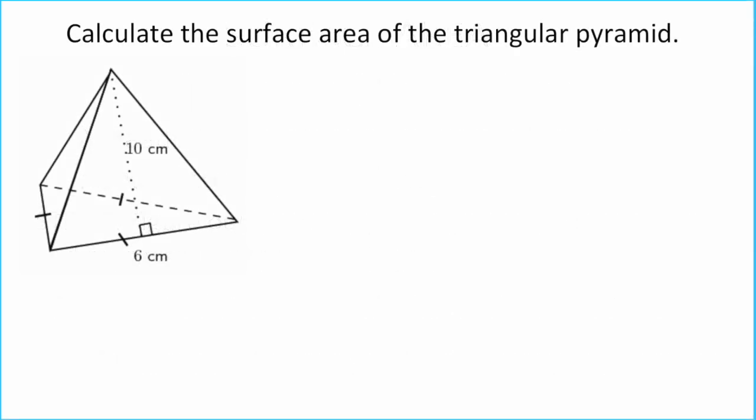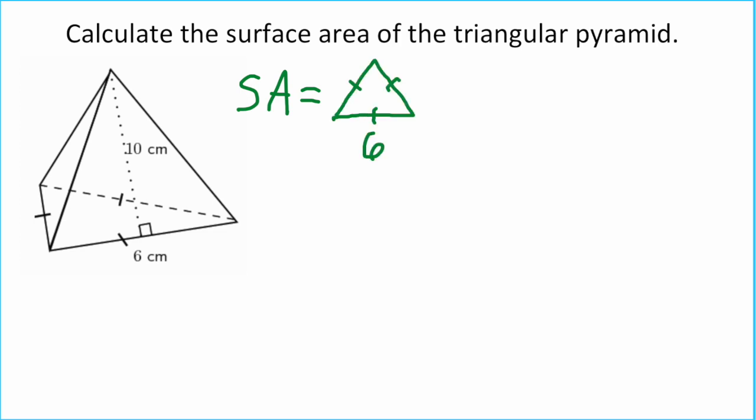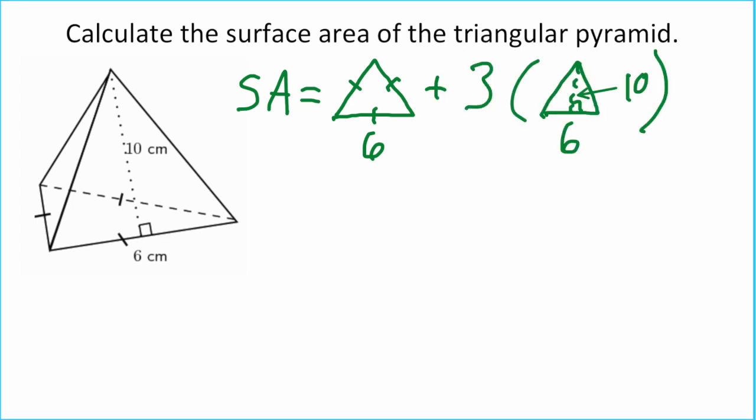All right, next up, we will look at finding the surface area of a pyramid. It's still the same idea. We just need the area of all the surfaces. So what does this thing have? On the bottom, it's got an equilateral triangle. All the sides are 6. And then it's got 3 more triangles, which we know the base is 6 and the height is 10.